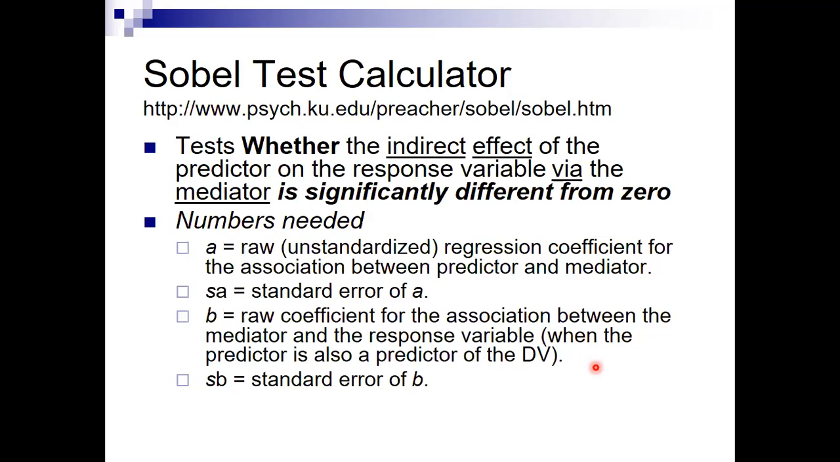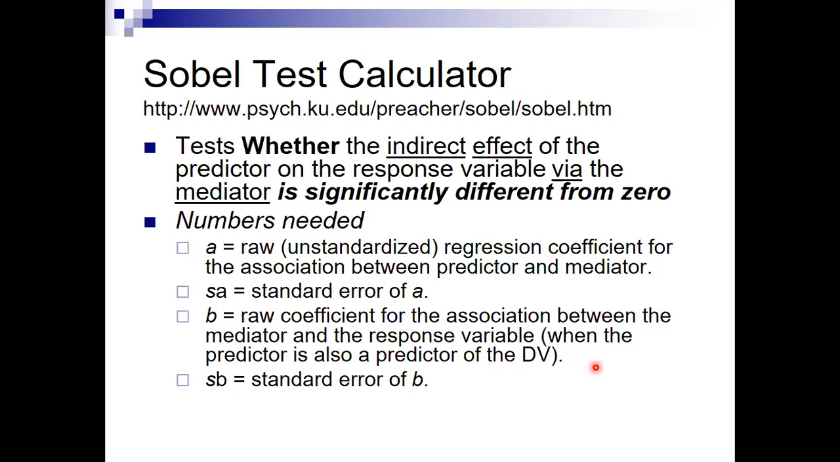values A, representing the raw and standardized regression coefficient for the association between the predictor and the mediator, that is X to M. You take the unstandardized beta value, and then you have the SA, which is the standard error of A, and then you have B, which are raw coefficients for the association between the mediator and the response variable. That is the connection between M and Y, when the predictor is also a predictor of the dependent variable, okay?